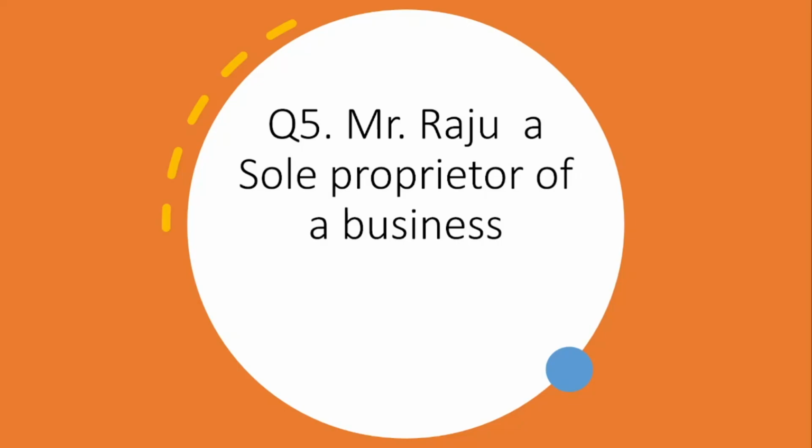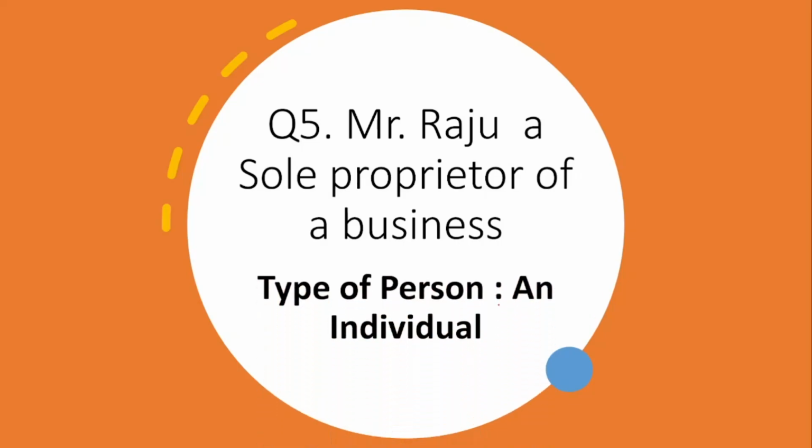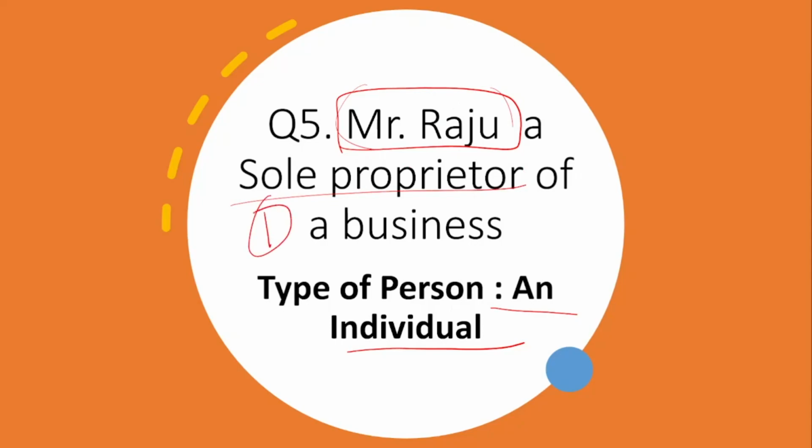Okay, let us see the answer. He is an individual because we are speaking about Mr. Raju. Mr. Raju is a sole proprietor. Sole proprietorship means only a single person will run the business. So here we are speaking about only Raju, so he is an individual.